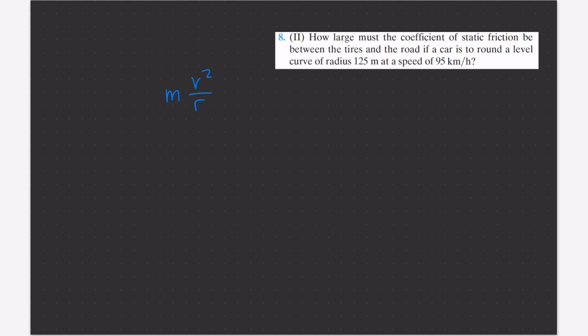In this case, because it's a level curve, we can say that it's on an unbanked curve. This is the vocabulary you'll see most often. And if we have an unbanked curve with a car traveling on it, then the only force that can apply that centripetal force is going to be the static friction force. And if we know an expression that represents static friction force, we can set it equal to our centripetal force.